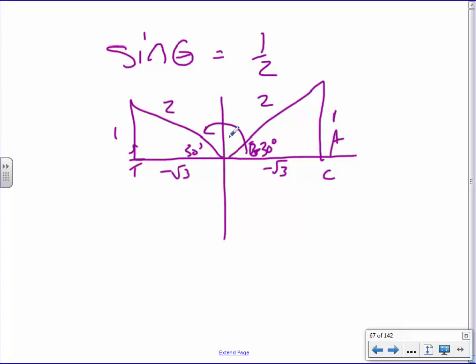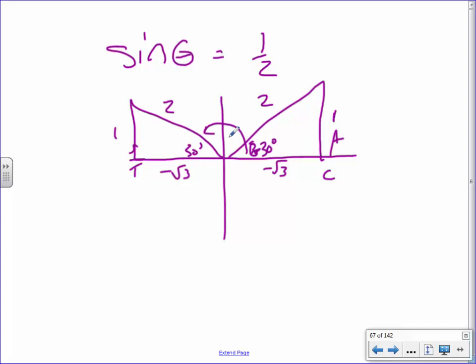If this is my graph right here, sine of theta equals 1/2 is about there. Does that make sense? Where I'm stopping the duotang is, here's 0, here's 1, 1/2 is right there. How many times does this intersect the duotang? Once right there, that's 30 degrees. Once right there, that's 150 degrees.